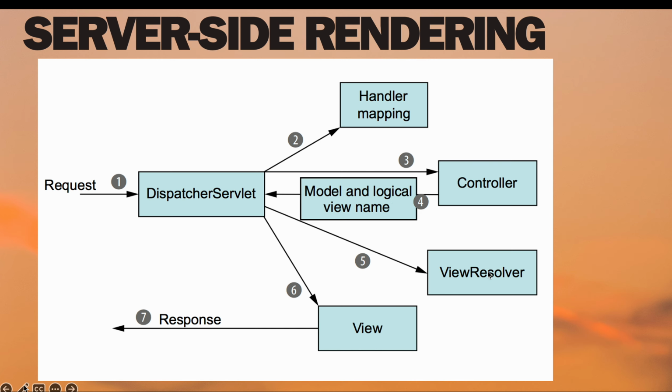Then it will ask the view resolver who can actually render this. Then the view resolver will say, okay, based on this name, this is the file that can render the model. And then the dispatcher servlet will call that file, and the model will be rendered. The response will be returned. This is on the server side, all right, where you are returning a logical view name.